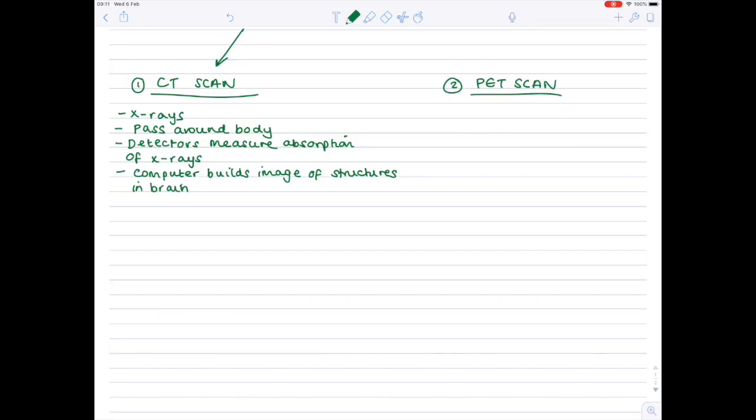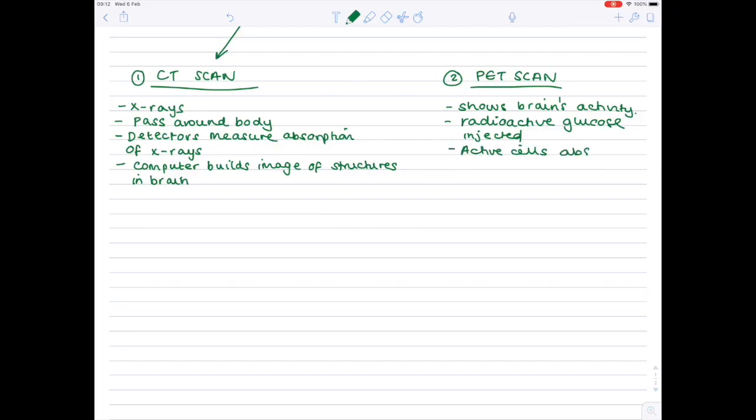A PET scan is slightly different. This time it shows the brain's activity. And in this case, radioactive glucose is injected into the person. And active cells, these are most likely to be cancerous cells, absorb this radioactive glucose. These cells then produce gamma rays which can be detected, and in this way the cancer can be located.